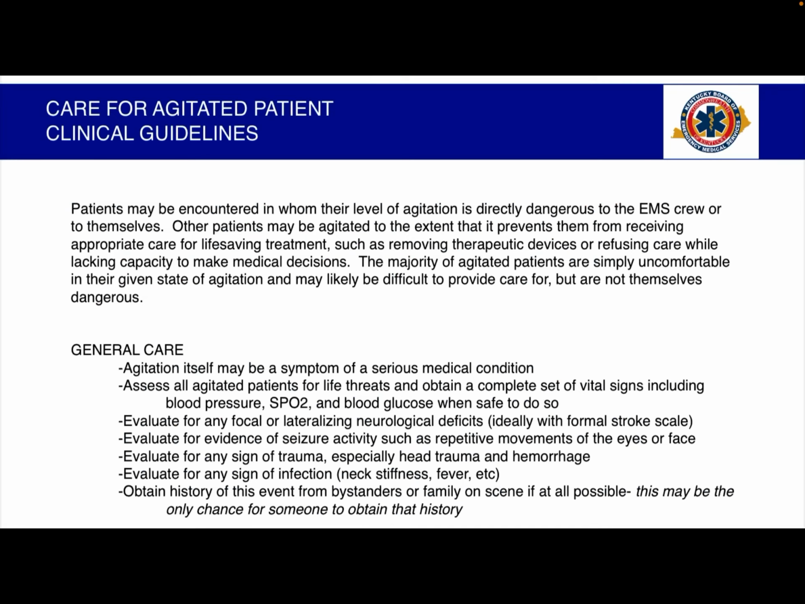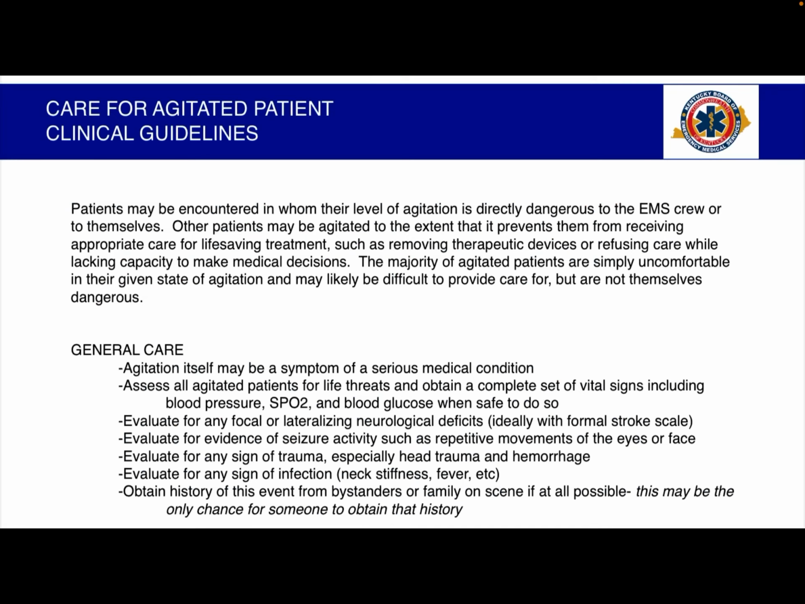An important thing to remember is that you have to absolutely check these patients' vital signs as long as it's safe to do so. You should evaluate for any kind of neurological deficits. If you can do that, you should do it with a stroke scale. Our stroke protocol says to do the Cincinnati stroke scale, so that would be the one that I would use. You should try and make sure there's no evidence of any seizure activity. And that's not necessarily the grand mal seizures that we're used to seeing. It could be just some repetitive movements of the eyes or face, anything like that could be considered seizure activity.